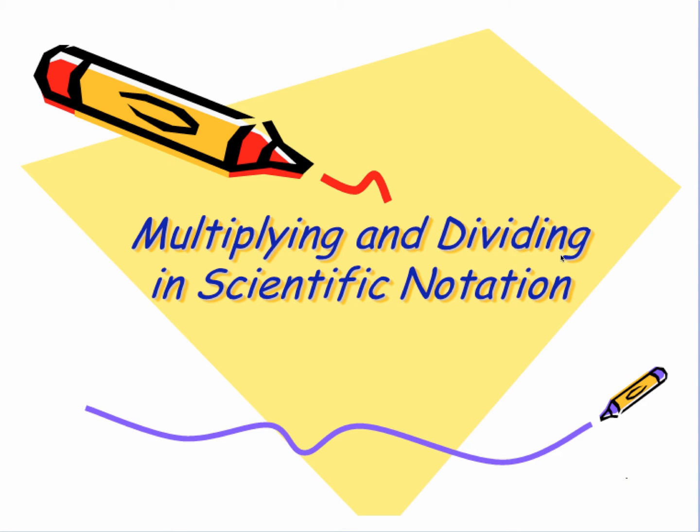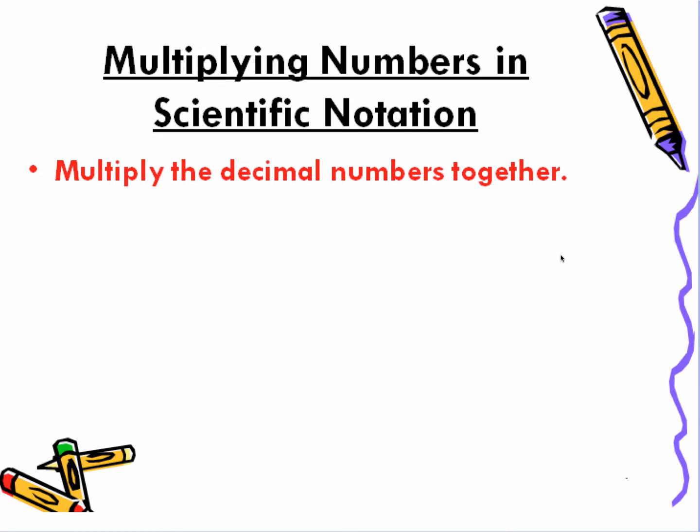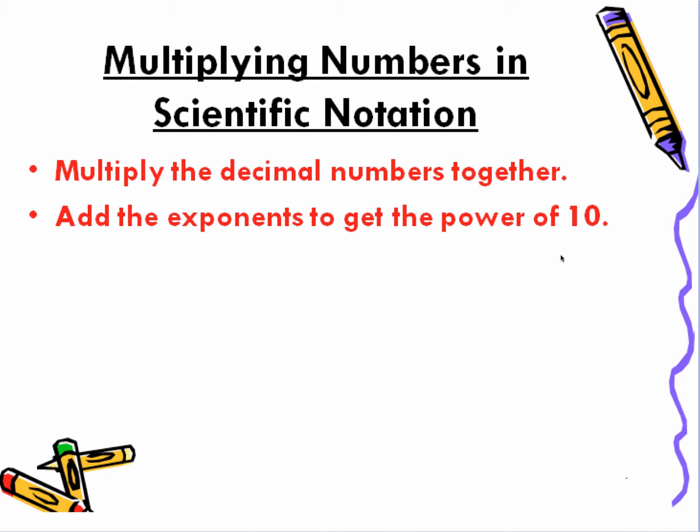Hi everyone, today we are multiplying and dividing in scientific notation. So first let's focus on multiplying numbers in scientific notation. The first step is to multiply the decimal numbers together, then add the exponents to get the power of 10.